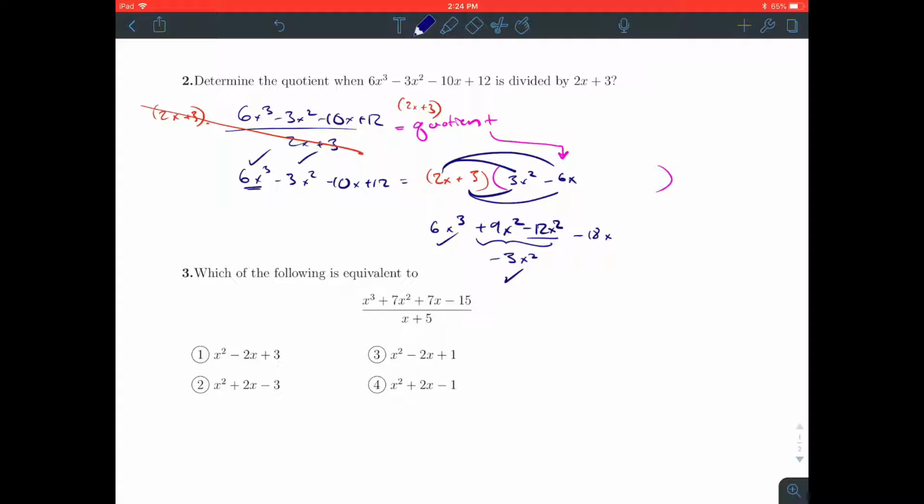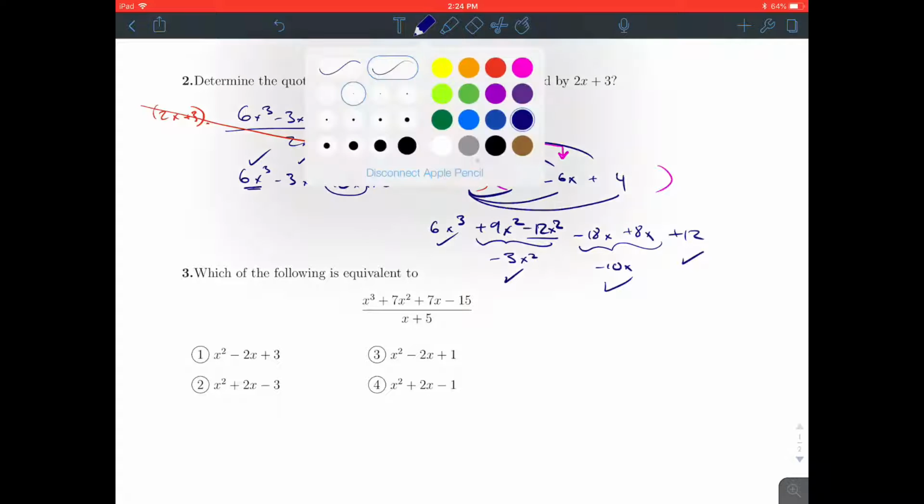But we didn't want negative 18x, we wanted negative 10x. So it looks like we need a next term to create negative 10x. So we want to generate 8x, it looks like. So 2x times 4 would give us 8x. Negative 18 plus 8 is negative 10. And then 3 times 4 is 12, which is great news because that was our last one and we wanted 12. Life is good.